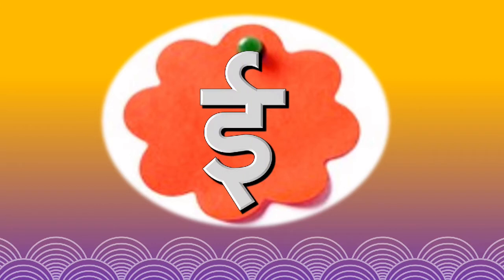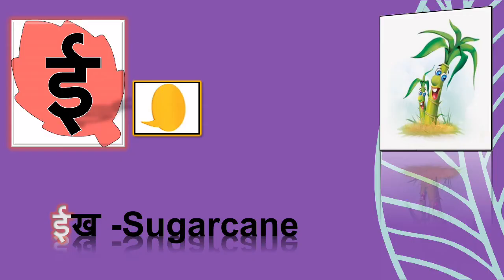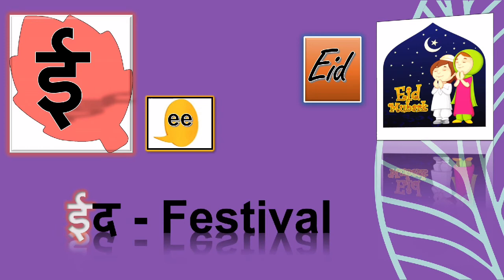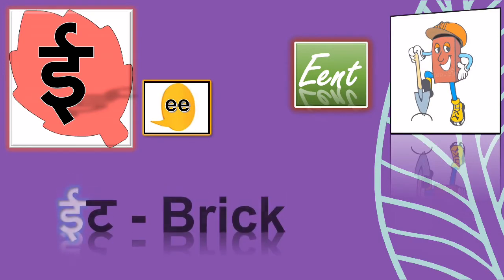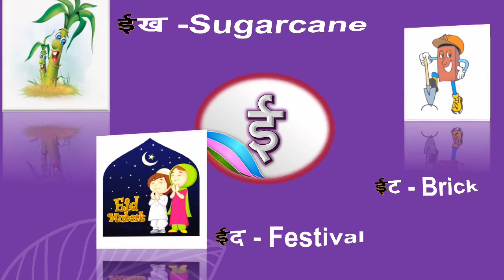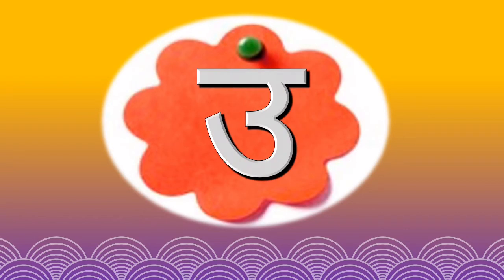This is Badi E. We call it long E. The sound of Badi E is the same as in eat. Ee say eek, which means sugar cane. Ee say Eid, which means festival for Muslims. Ee say eent, which means brick. Now we will revise. Ee say eek, Ee say Eid, Ee say eent. Here comes the next one.